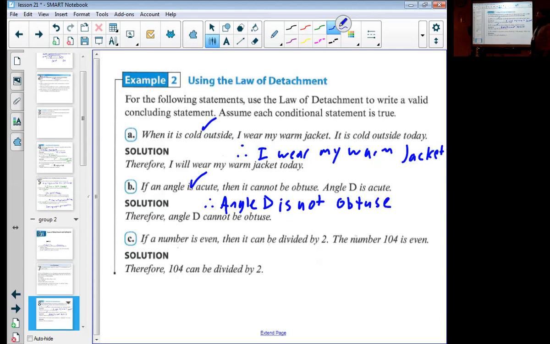So our conditional statement: our hypothesis is, if a number is even, and our conclusion is, then it can be divided by 2. The number 104 is even. So the first part is true. Therefore, 104 can be divided by 2.